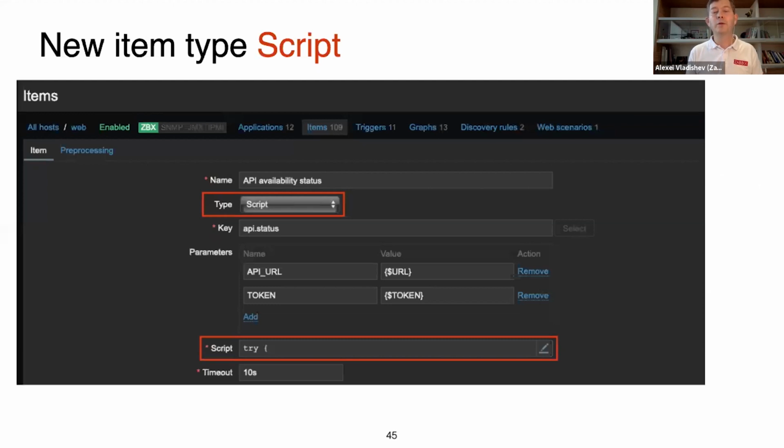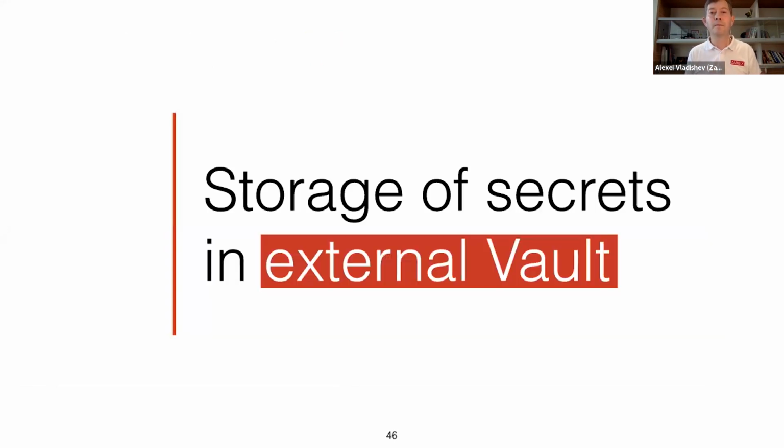And in order to implement this, we have introduced a new item type, which is called script. If you use item type script, it basically means that you define the way you want to retrieve data using JavaScript. And within this JavaScript, you can have very complex logic on how you are going to get this data. Okay, so I would like to remind you that this is coming in Zabbix 5.2.